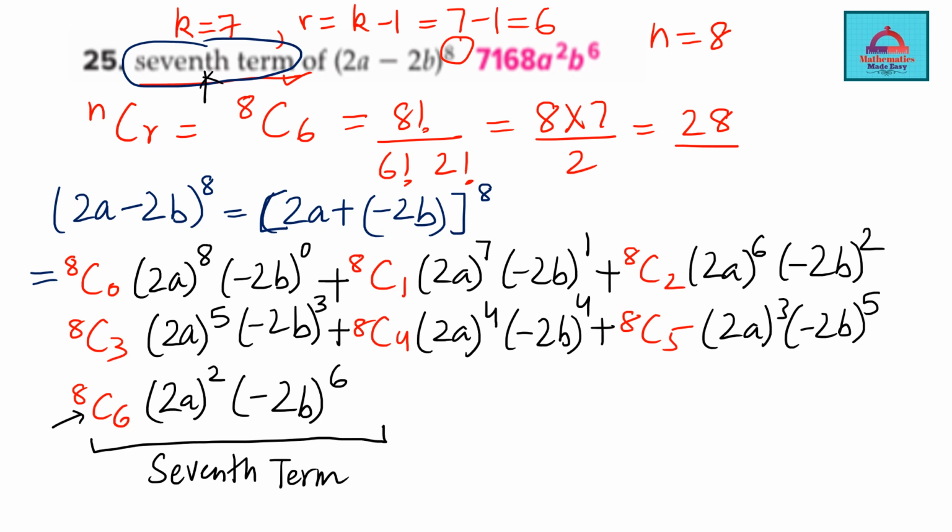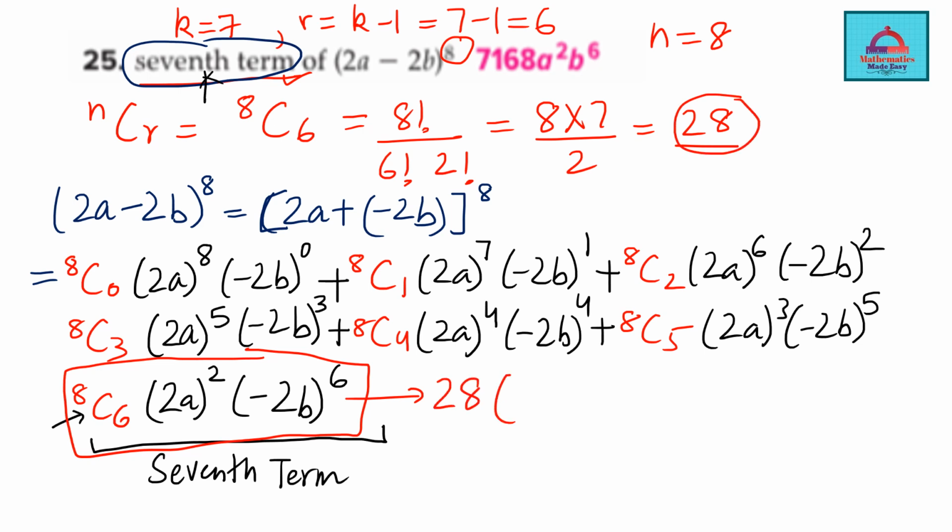So let's now simplify this term and write it in a form that we can give as the answer. 8C6, I already have got 28. I will just put in the number here, and then you have 2a whole to the power 2. So this is 2 square a square. Now remember, there is a negative sign but the power is even, so eventually we will only get a positive answer. So this is minus 2 to the power 6 b to the power 6.